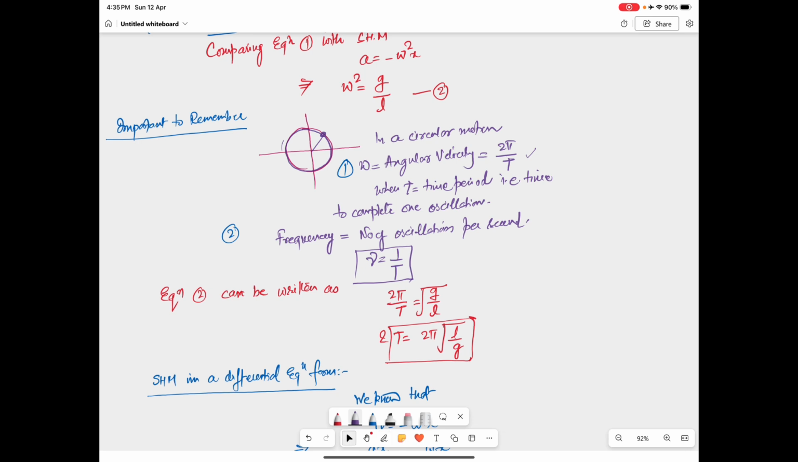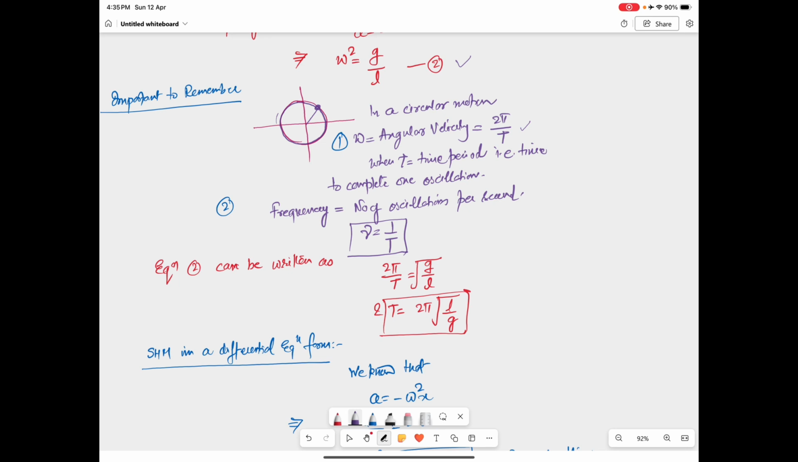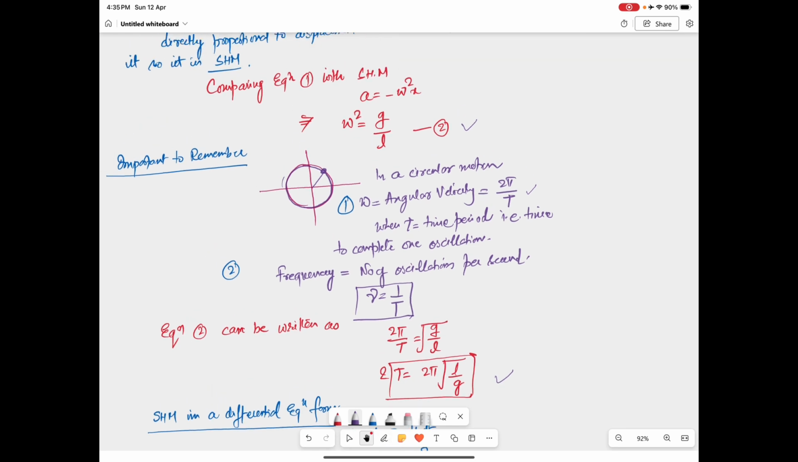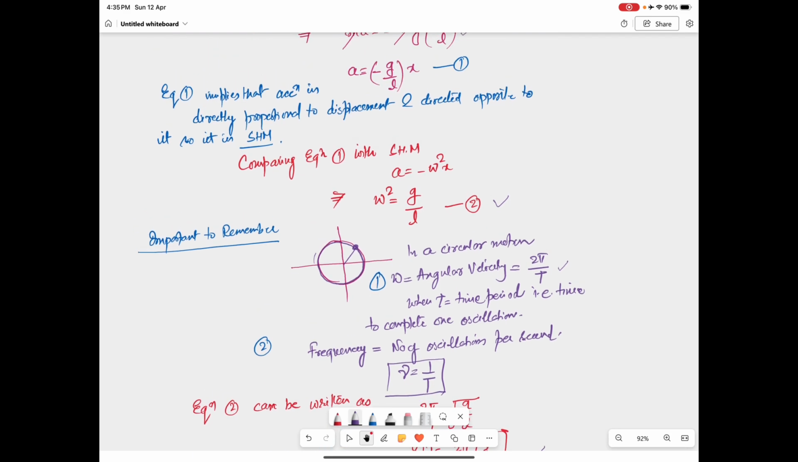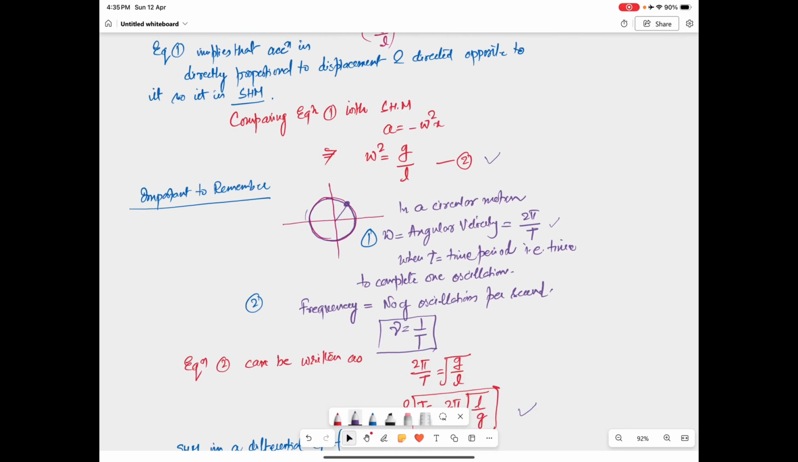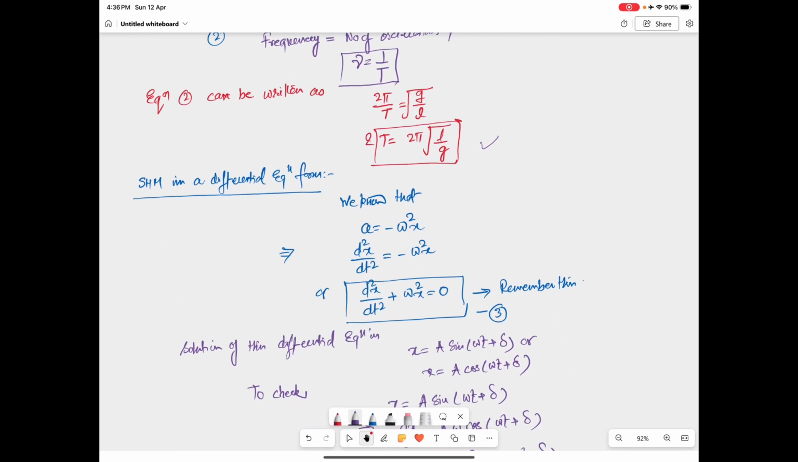Equation 2 is written here as 2 pi by t is the under root of g by L, because omega square is g by L, omega is under root of g by L. So time period will be 2 pi under root of L by g from this. This is a very simple, important equation and everybody knows it, but how it is derived using the simple harmonic motion basics is given here. Now simple harmonic motion.